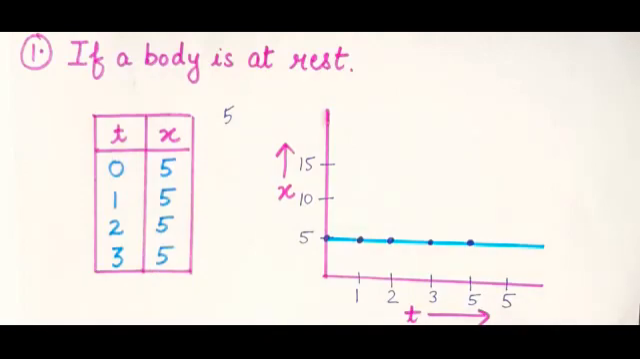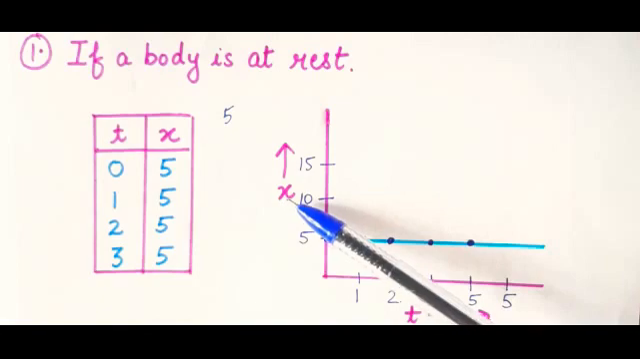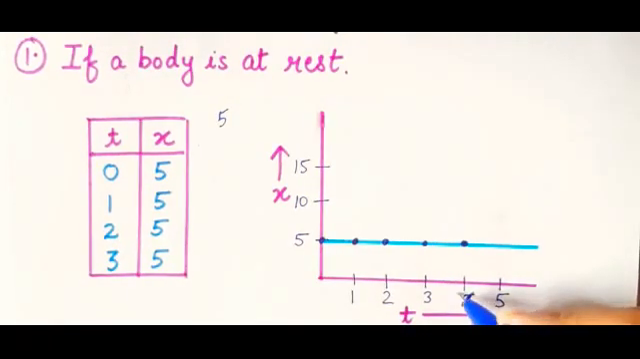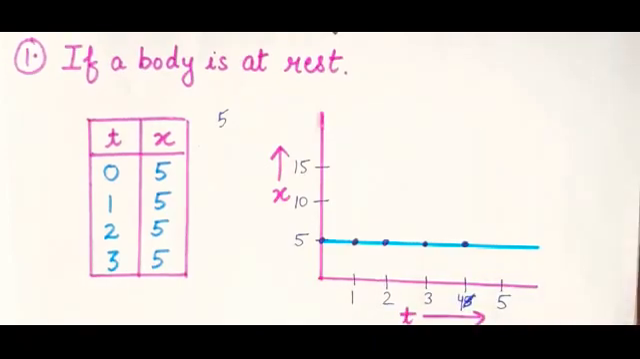Okay, now let's start plotting the graph. In the graph, time is taken along the x-axis and distance along the y-axis. You can write 1, 2, 3, 4, 5 along the time axis. And since the distance is 5 only, I have taken 5, 10, 15 for distance. You can also take 0, 1, 2, 3, 4, 5 itself.